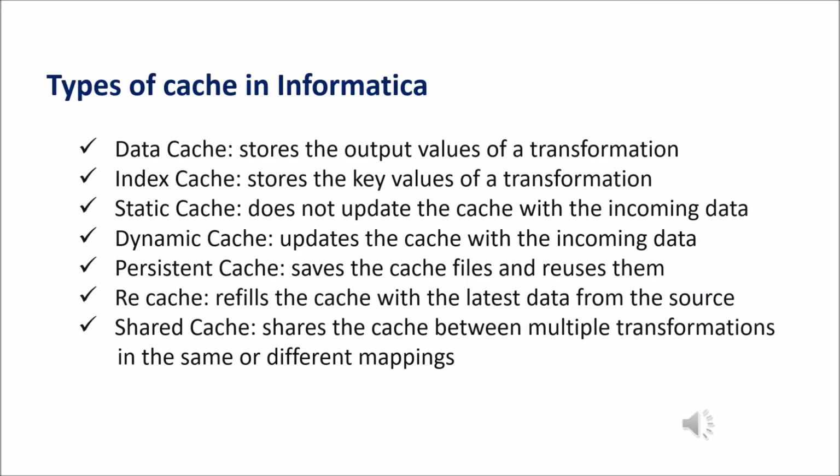Next one is dynamic cache. It's completely vice versa. In dynamic cache, we can insert or update rows in cache when we pass the rows. The integration service dynamically inserts or updates data in the lookup cache and passes the data to the target. The dynamic cache is synchronized with the target. I'll give one small example.